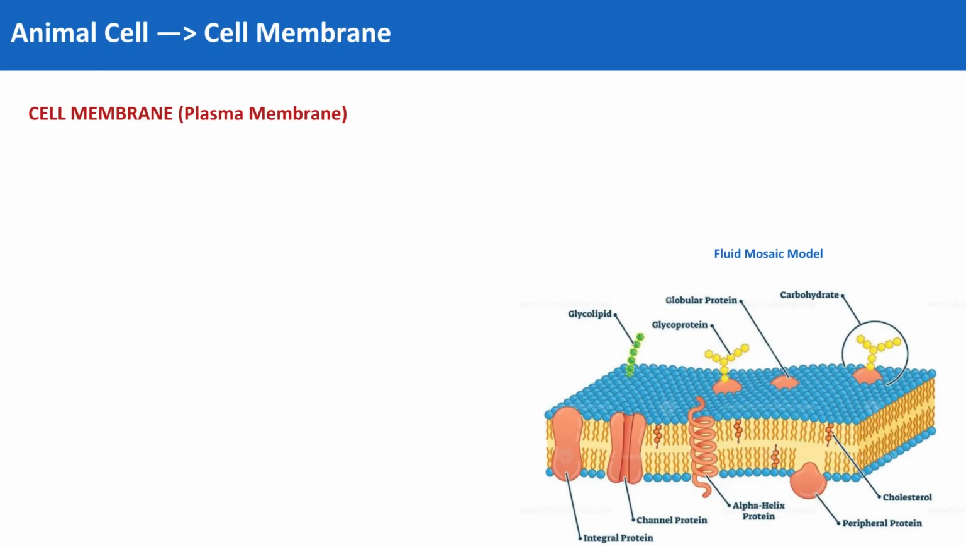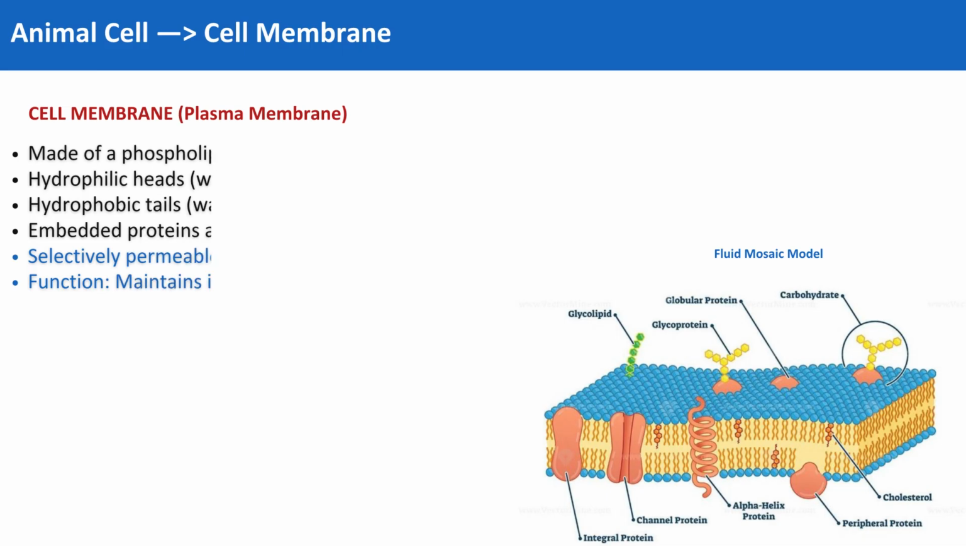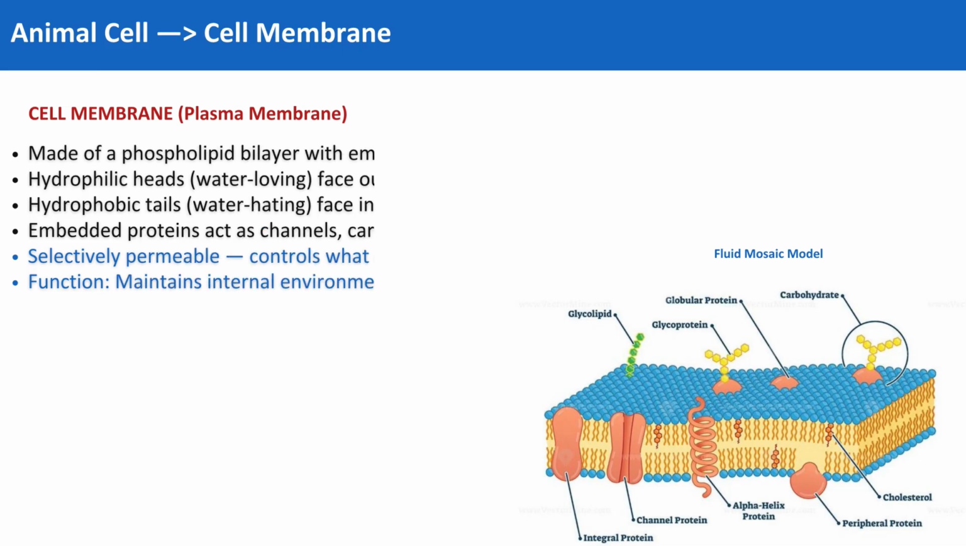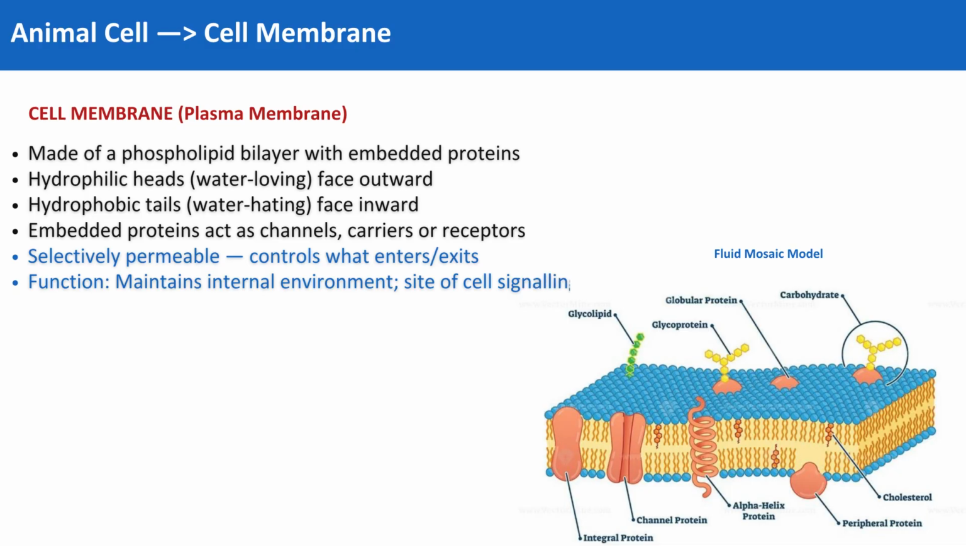The next is the cell membrane. The cell membrane is a very thin layer made up of a phospholipid bilayer. Bilayer means 2 layers. The phospholipid molecules have a hydrophilic head, which loves water, facing outward, and a hydrophobic tail, which hates water, facing inward.